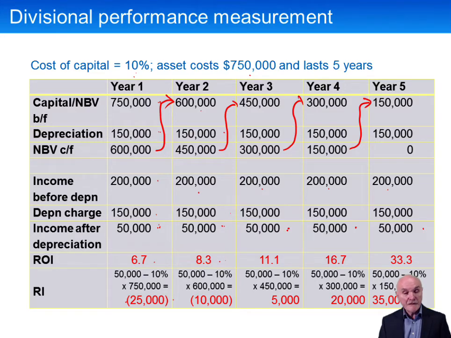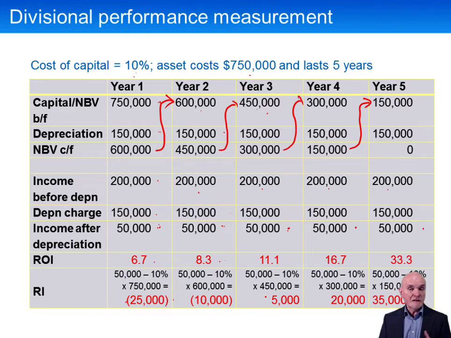So we're down here at 50,000. 50,000 divided by the capital employed, 450, giving us 11%. And the residual income, 50 minus 10% of that. At last we are in positive residual income territory. The problem with this is that this manager just sits back and does nothing spectacular and is guaranteed improving return on investment and improving residual income. And it's not really a very good measure of performance if you think about it.